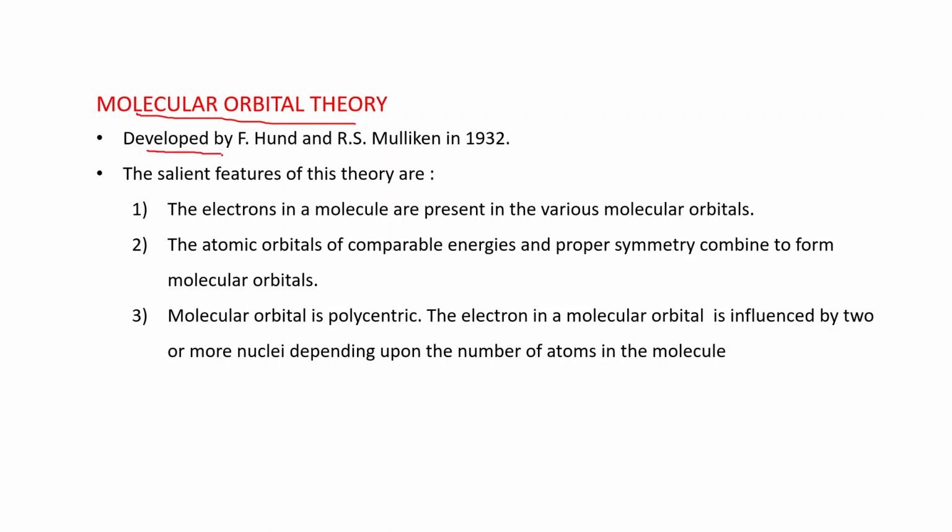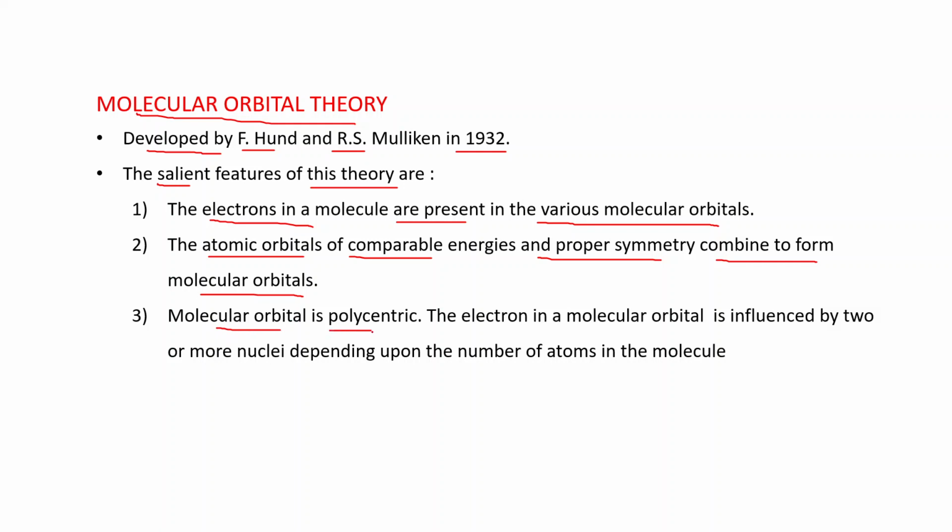It was developed by F. Hund and R. S. Mulliken in 1932. The salient features of this theory are: the electrons in a molecule are present in the various molecular orbitals, like in an atom, electrons are present in atomic orbitals. The atomic orbitals of comparable energies and proper symmetry combine to form molecular orbitals.